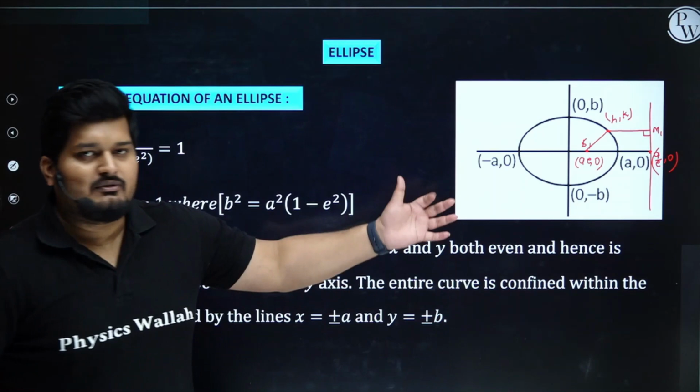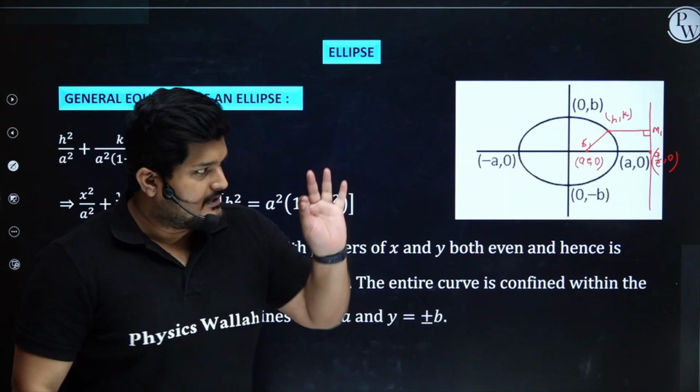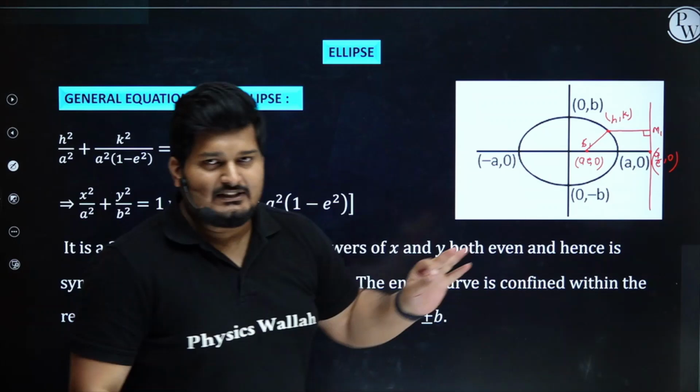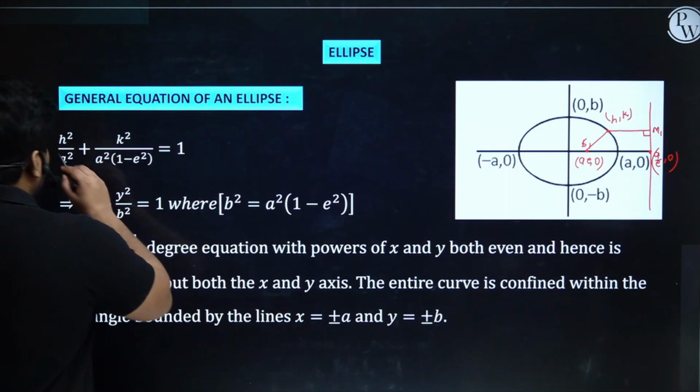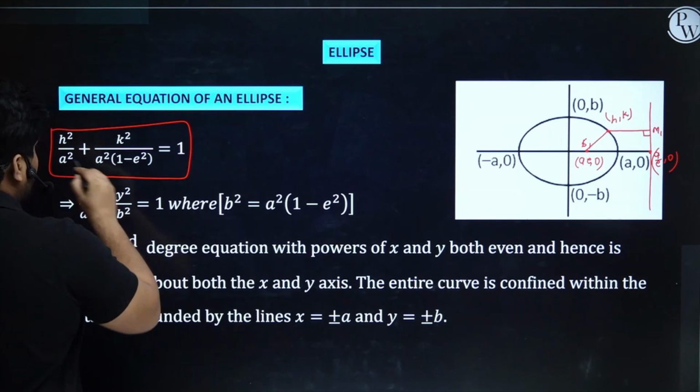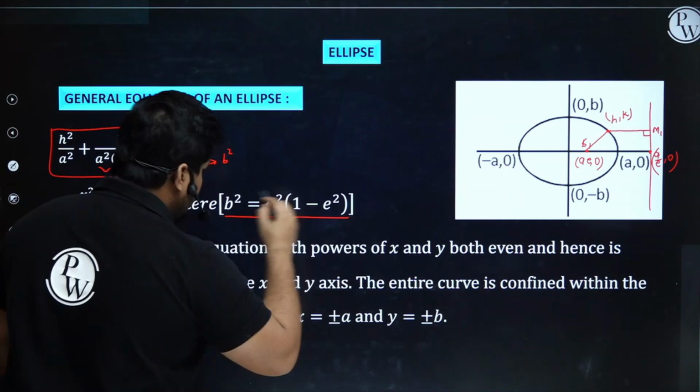This is how we find the equation of any curve, right? PS equal to E times PM. The eccentricity of ellipse is going to be something between 0 to 1. So when you solve PS equal to E times PM, this is what you get. And we assume this quantity as B square. This quantity is assumed as B square. You can see it here.